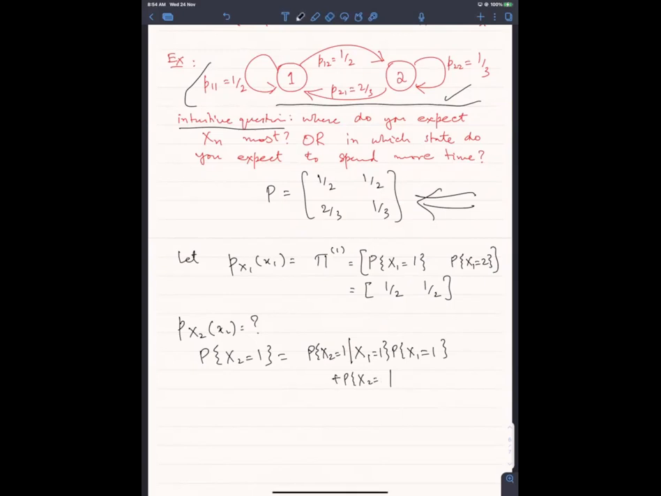x2 is equal to 1 given x1 is equal to 2, into probability x1 is equal to 2. Everyone agrees with this? This is the law of total probability. So यहाँ पे हम values लिख देते हैं. So this is simply P21 times probability x2 is equal to 1 given x1 is equal to 1. This is P12.